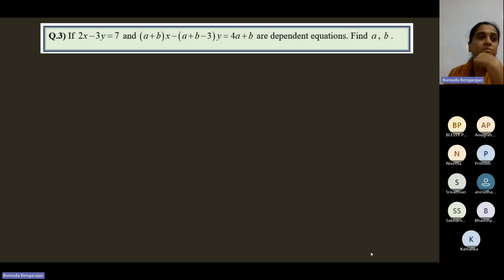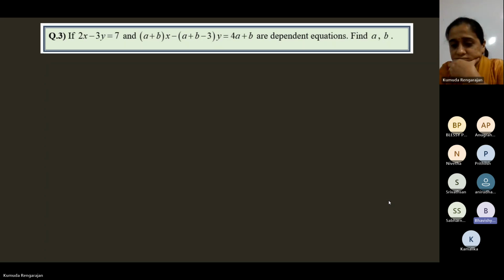Yeah, what are the values of a and b? Minus 5, minus 1. Online students, found the values of a and b? Yes, ma'am. Ma'am, value of A is minus 5 and B is minus 1. Bhavishya, minus 5, minus 1. Okay.